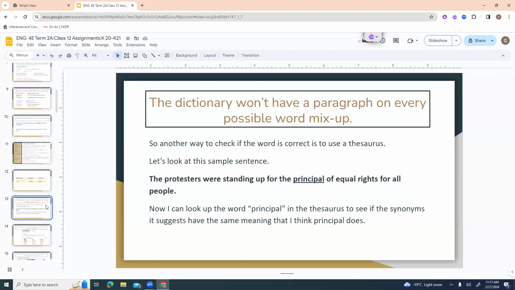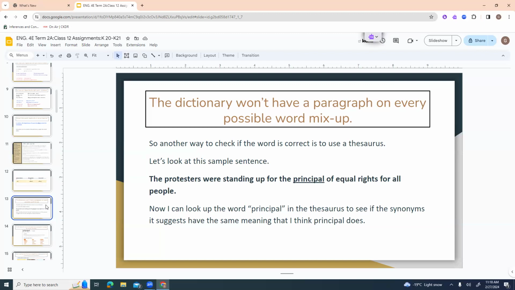That's fine. Now, the dictionary is probably not going to have a paragraph on every possible word mix-up. Like the effect and affect one is such a common one that it does, and I'm sure it will have some others, but it might not have every one. So how can I find out what the mistake is? Well, the other tool we can use is the thesaurus. So here's a sample sentence. The protesters were standing up for the principle of equal rights for all people.